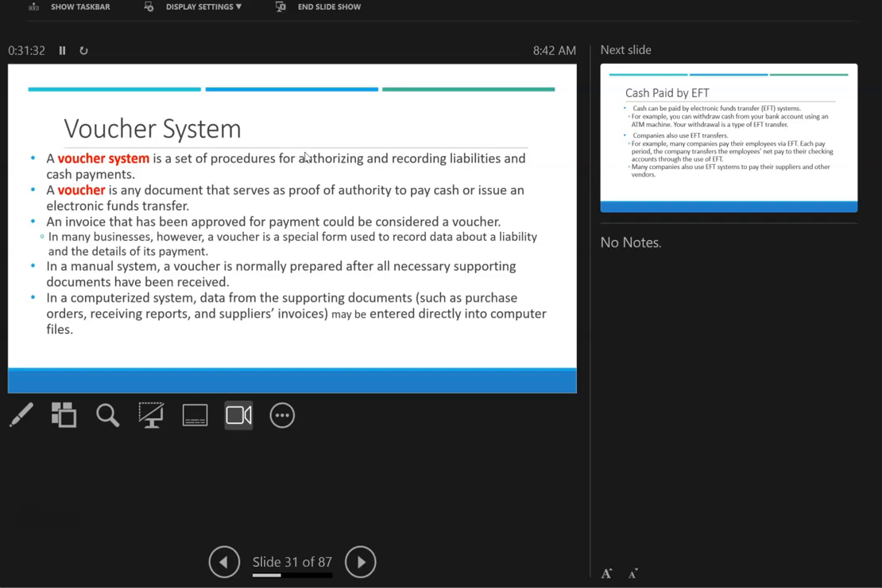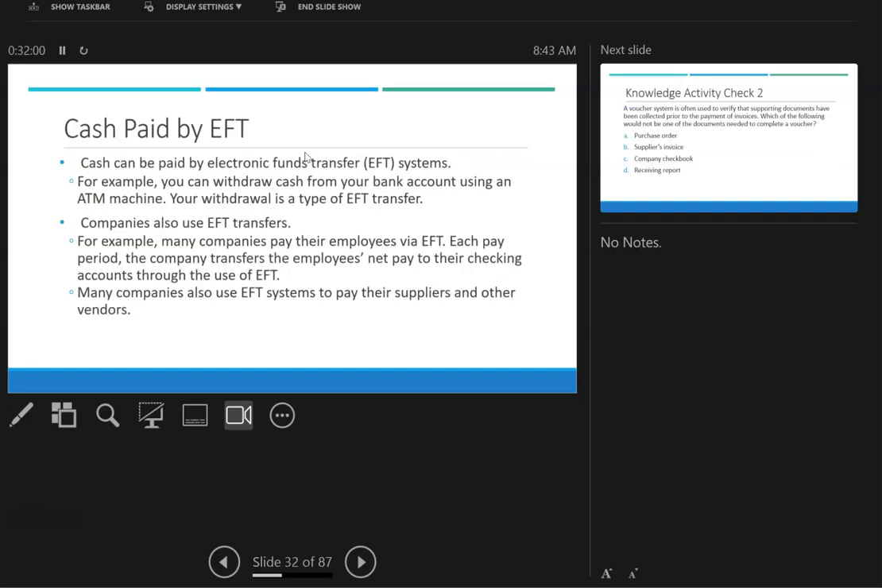In many businesses, a voucher is a special form used to record data about a liability and the details of its payment. In a manual system, a voucher is normally prepared after all necessary supporting documents have been received. In a computerized system, data from the supporting documents can be entered directly into the computer files. So it's ultimately the same system, we just have it done on an electronic basis.